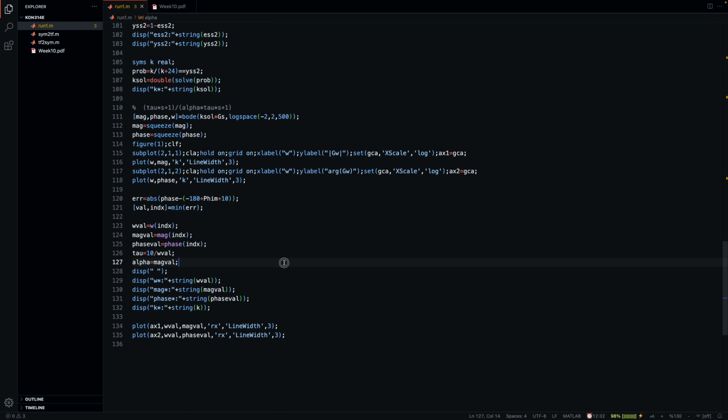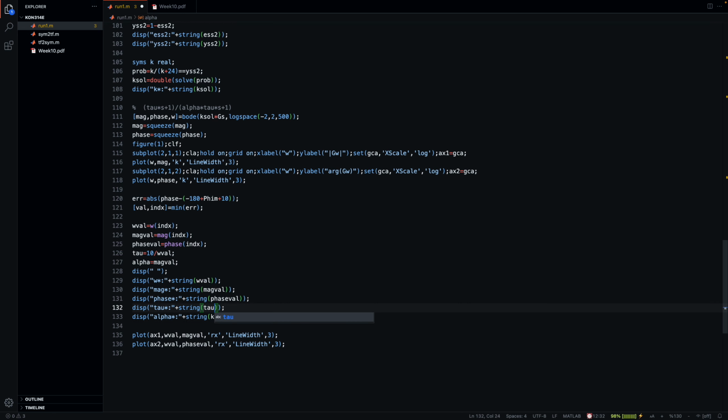So now at this time instance, we've basically calculated everything that is necessary. So I'm just going to show tau and alpha. It's going to be tau and alpha. There we go.